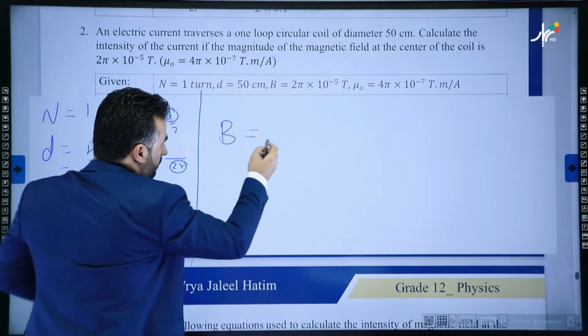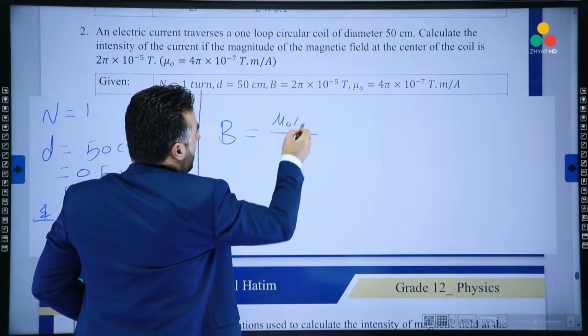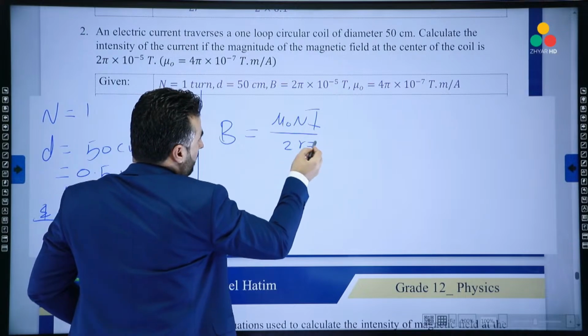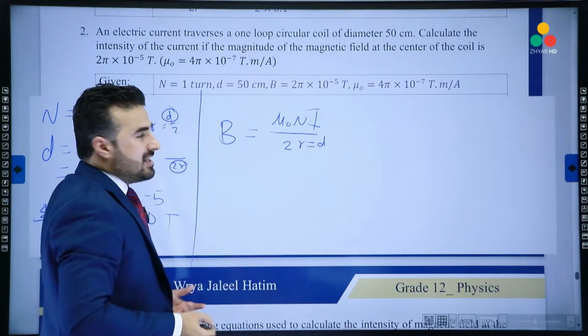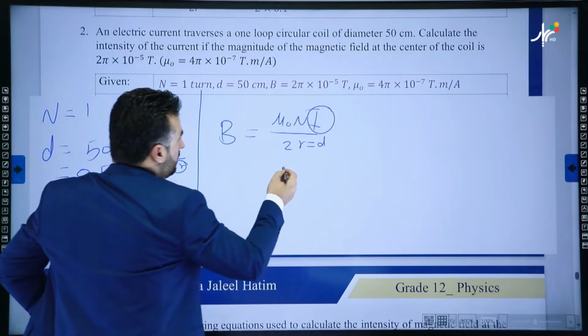So B, the magnetic field strength, equals mu naught N i over what? Over 2r. Remember, we said 2r is the diameter, so I can keep it as diameter. But we want the current, yeah? So you can rearrange the equation.